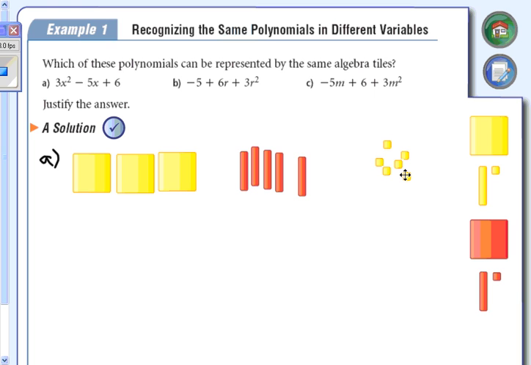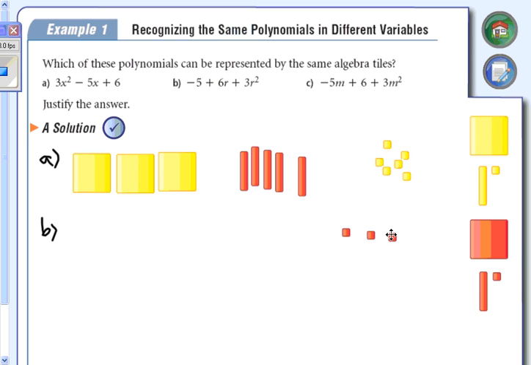Well, right away I should be able to tell whether I can represent B with the same algebra tiles or not. So if I start with B, I'd need 5 negatives. Now notice here, that's not what I've got. So obviously, no, B can't be represented in the same way as A. But let's do B. Now we need negative 5, so that would be 5 of these. So this is what B would look like.